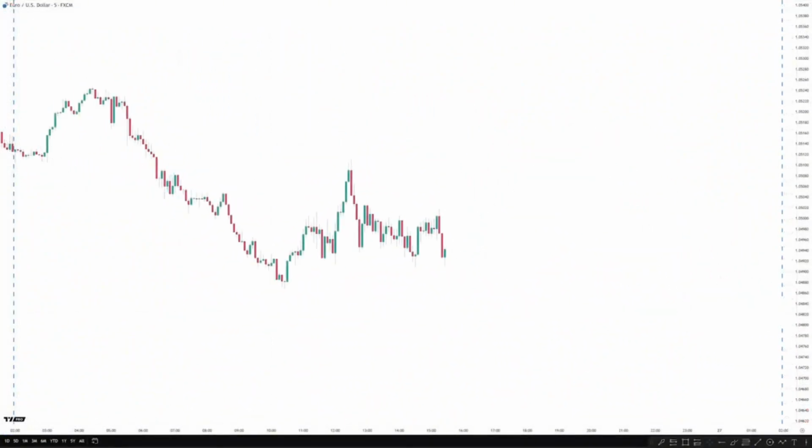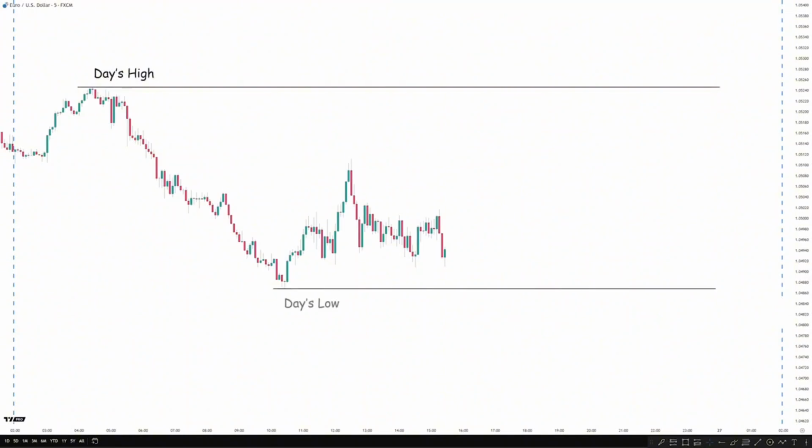Here we have the euro-dollar on the 5-minute chart. The first step is to mark the high and low of the day before the New York session opens. Here at the top, we have the highest price traded during the Asian session, and at the bottom, we have the lowest price traded so far today. As the New York session begins, the price wicks below the day's low but quickly moves back inside the range. This looks like a liquidity grab.